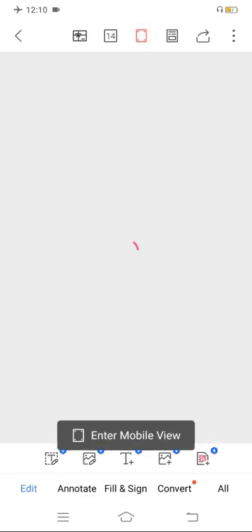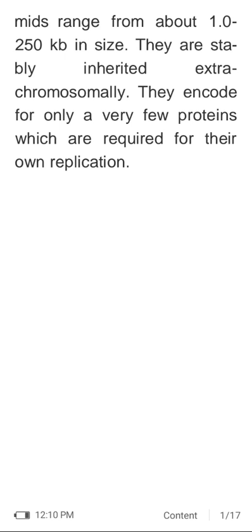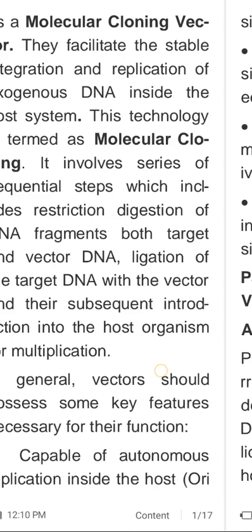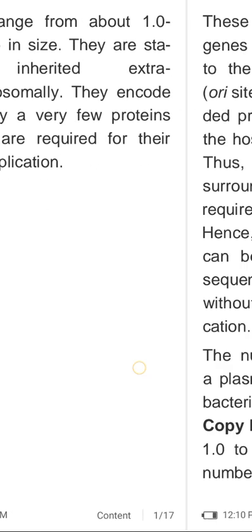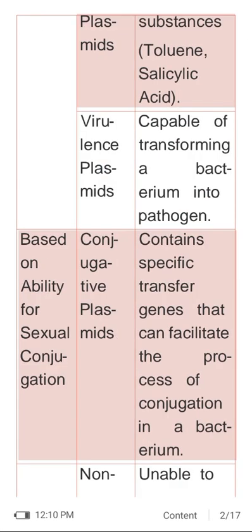Then, based on ability for sexual conjugation, there are conjugative plasmids and non-conjugative plasmids. Conjugative plasmids contain specific transfer genes that can facilitate the process of conjugation in a bacterium. Non-conjugative plasmids are unable to initiate conjugation. They can only be transferred with the help of a conjugative plasmid. So these are the different types I mentioned. Then we'll be learning about plasmids in detail.